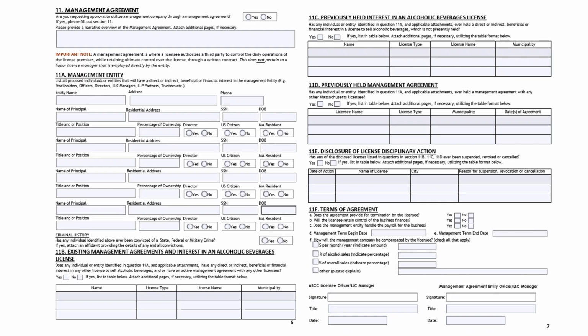Question 11 on pages 6 and 7 consists of the management agreement. This is an agreement from a licensee that authorizes a third party to control the daily operations of the licensed premises while retaining ultimate control over the license through a written contract. This does not pertain to a liquor license manager that is employed directly by the entity. These are rare. However, if you have a management agreement, please complete question 11.